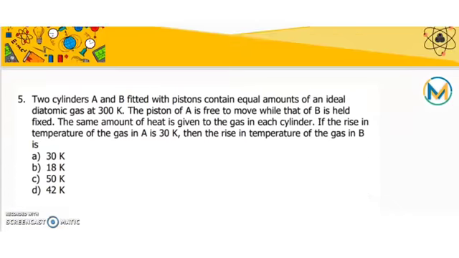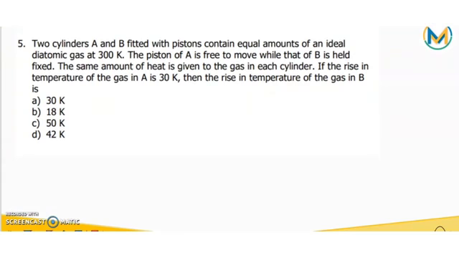Moving towards the last question. Two cylinders A and B fitted with pistons contain equal amounts of an ideal diatomic gas at 300 Kelvin. The piston A is free to move while that of B is held fixed. Free to move, and this is fixed. The same amount of heat is given to the gas in each cylinder. If the rise in temperature of the gas in A is 30 Kelvin, then the rise in temperature of B is equal to what? Now in both the cylinders A and B, the gases are diatomic.